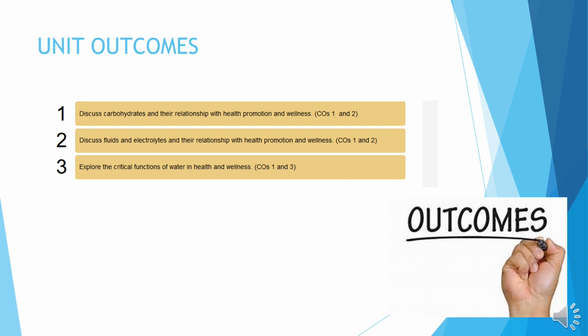So for this unit, we have 3 outcomes. The first is to discuss the carbohydrates and look at their relationship within health promotion and wellness. That doesn't seem like a very big outcome, but if you look at the chapter and you see all the different components related to carbohydrates, how they relate to energy, how they relate to fiber, that's a big outcome. So please pay close attention to that chapter.